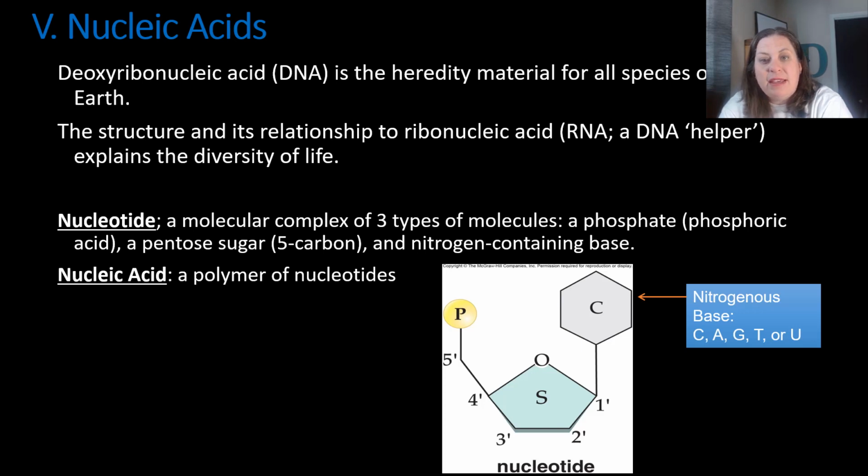a nitrogen containing base. Now this nitrogen containing base in this case is marked with a C. However, it could also be marked with an A, G, T, or U, depending on which type of nitrogen containing base it is. In this case, with it being C, this is known as cytosine. Now, the nucleic acid is the polymer of the nucleotide. So we're going to have a bunch of these nucleotides bound together in order to make a nucleic acid like DNA or RNA. So let's take a closer look at DNA and RNA, as well as the last one I want to talk to you about, which is ATP.